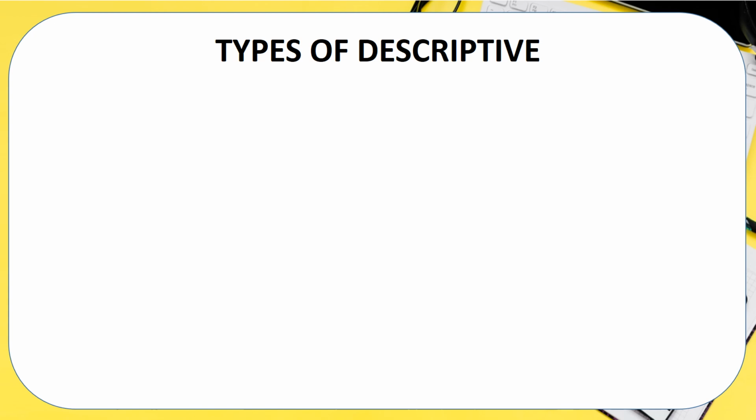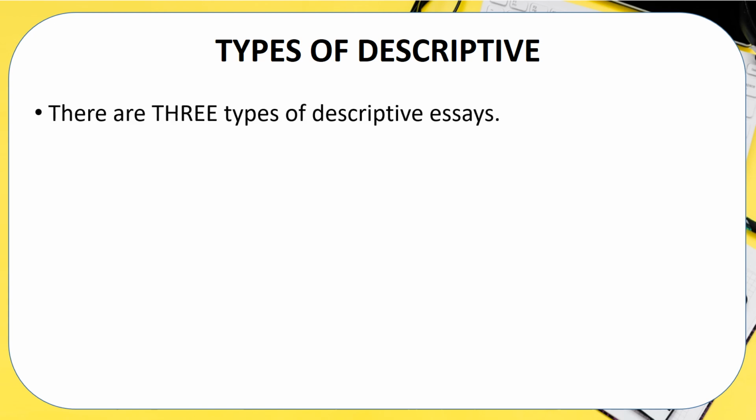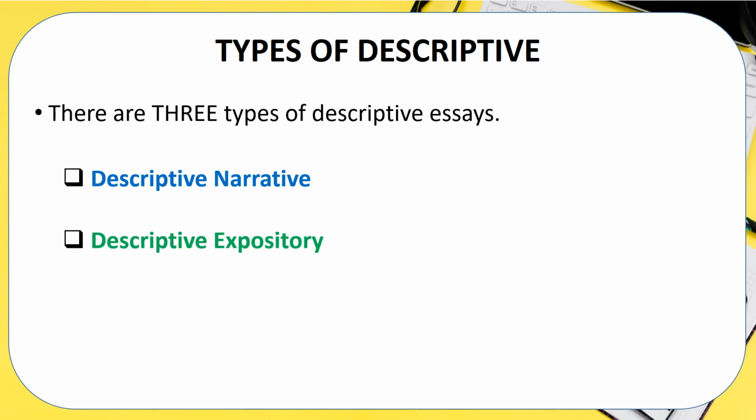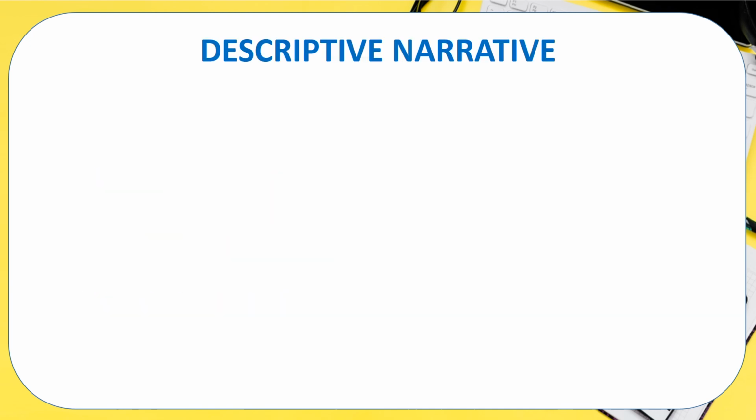For the purpose of this video, I have divided descriptive writing into three different types. The first one is descriptive narrative. The second one is descriptive expository. And the third one is descriptive factual. First, let's look at descriptive narrative.